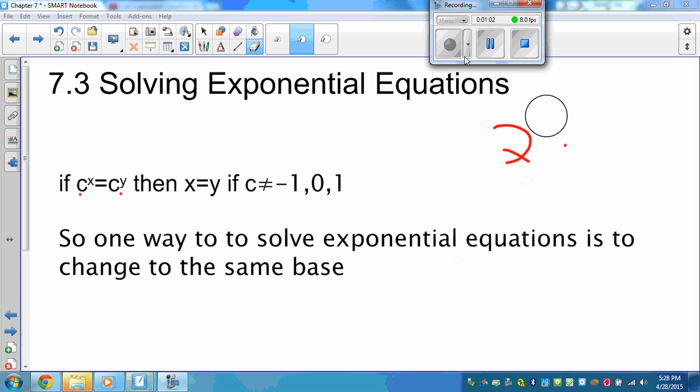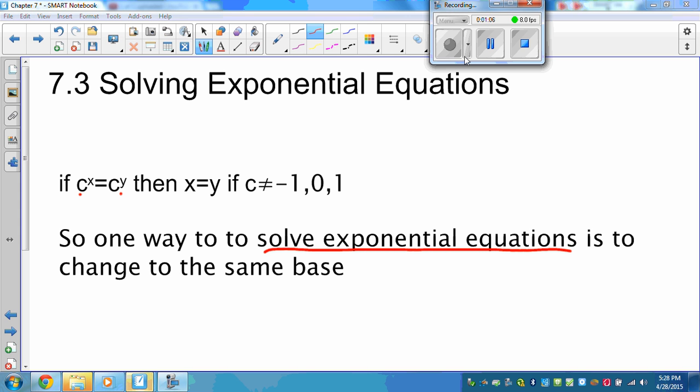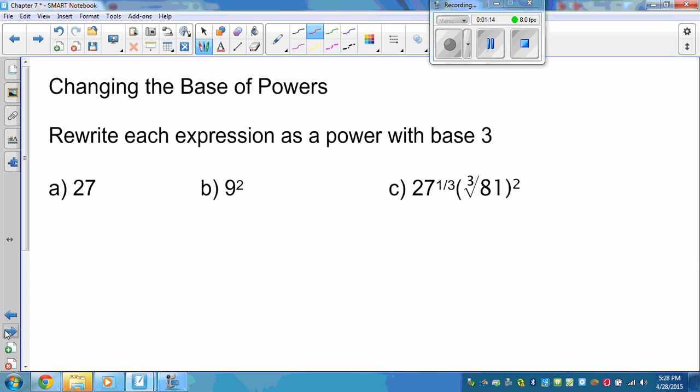So just that little caveat there. But what we're going to try and do to solve an exponential equation is change to the same base. So we're going to have to use some of our skills. Just some examples of changing the base of powers. 27. We always want base 3. Well, 27 is the same as 3 cubed.